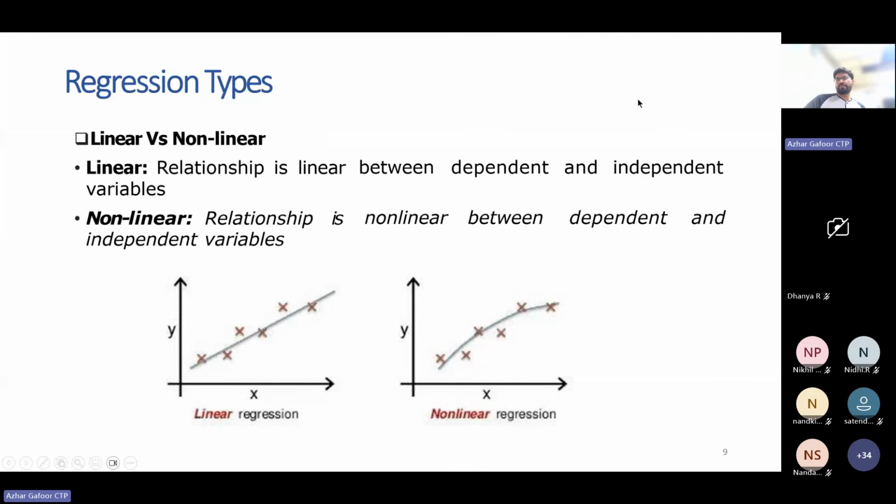Then we have linear versus non-linear regression. In linear regression, we take the relation between the independent and dependent variable to follow a linear relation. Here, these are our data points, and for each x we have a corresponding y. The best fitting curve, which is a straight line, is as shown. If the curve that we are trying to fit is a straight line, then it is called a linear relation.